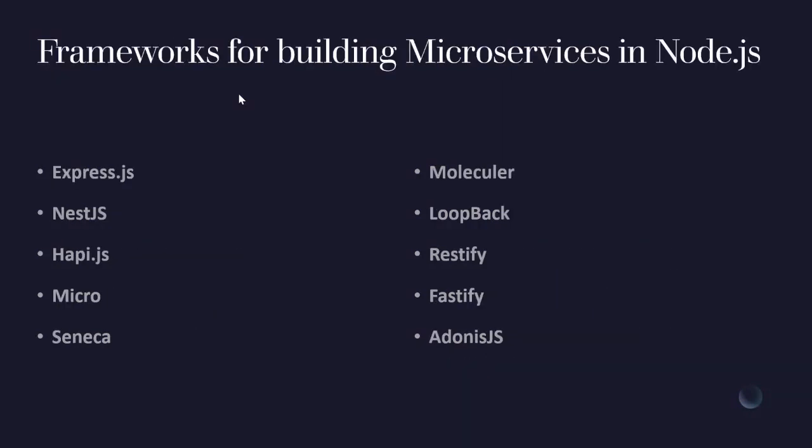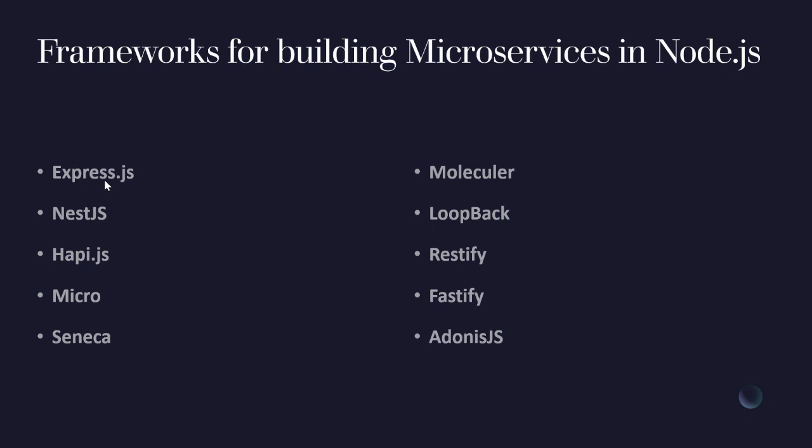So there are a few frameworks available for building microservices in Node.js. There are several frameworks and libraries available for building microservices, particularly in Node.js. These frameworks provide various tools and features to simplify the development and management of microservices. So here are a few microservices frameworks. Express.js. It is a very straightforward and easy web application framework for Node.js, and it can be extended to build microservices as well.